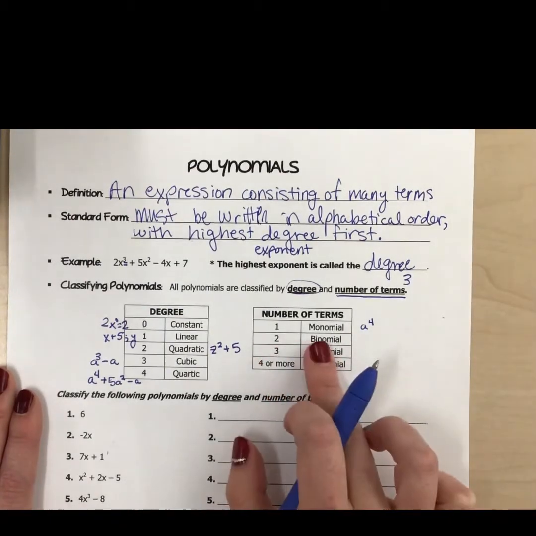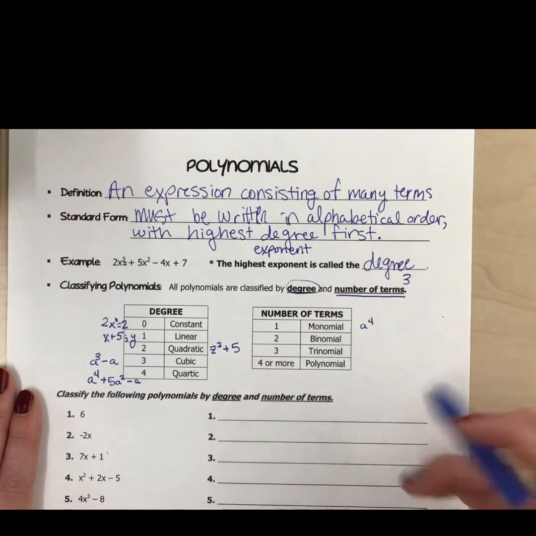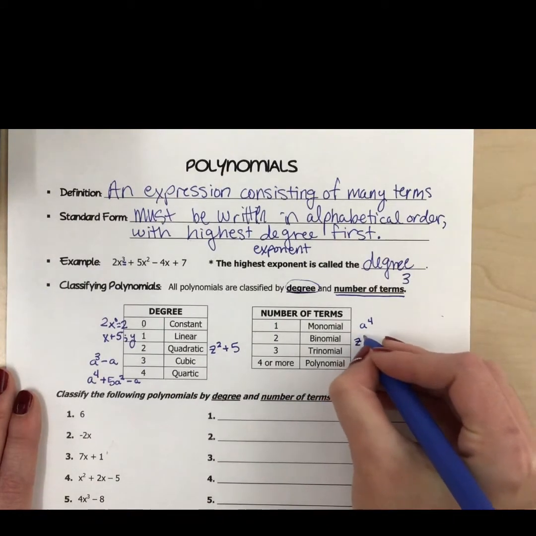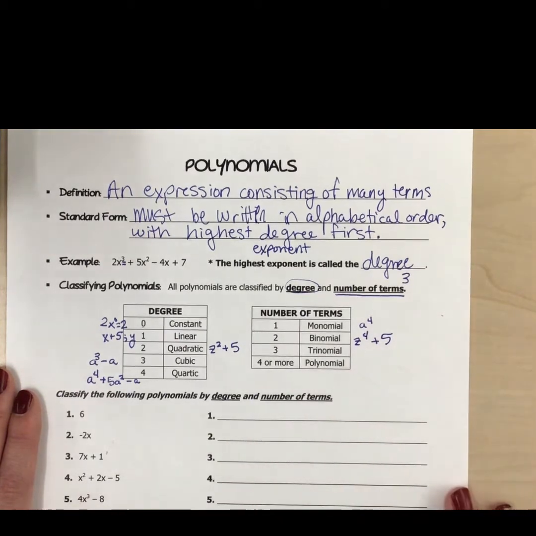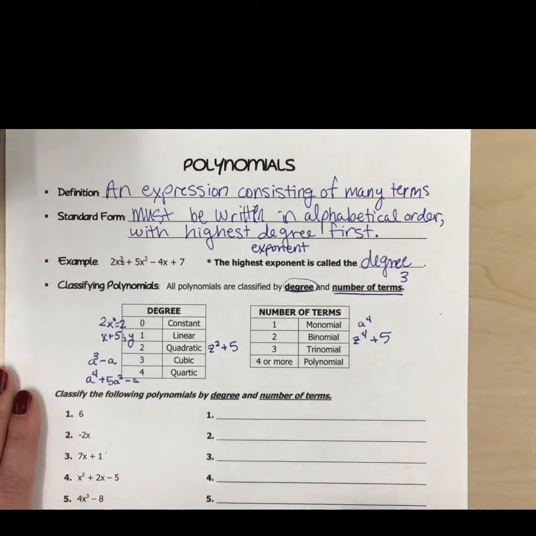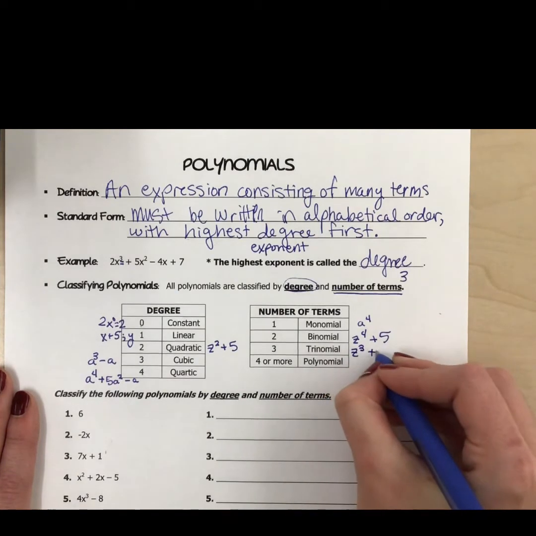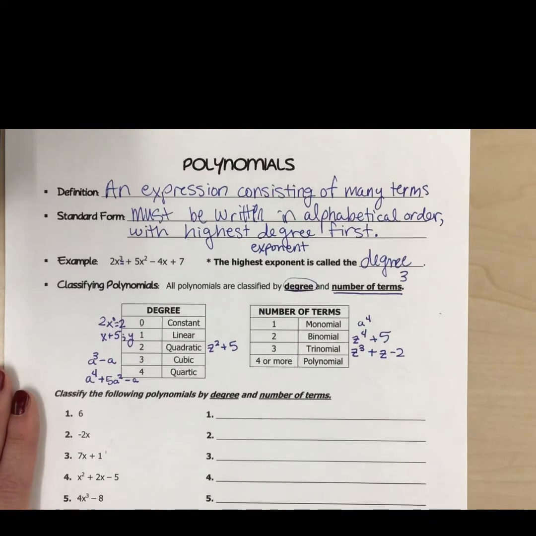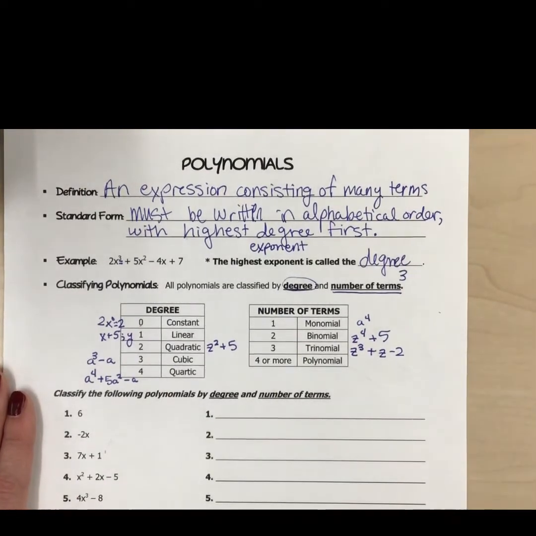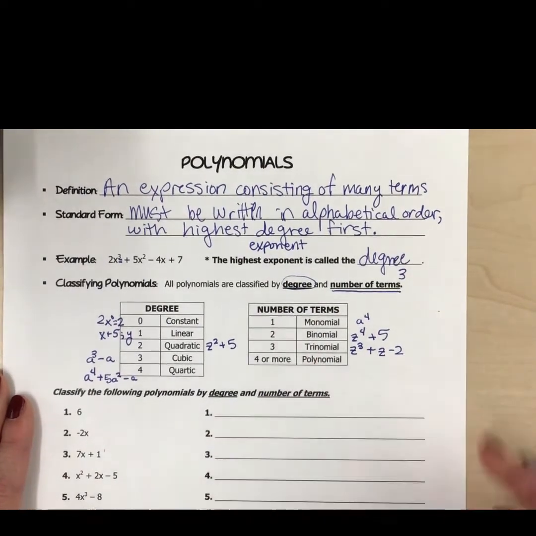A binomial is when we have 2 things. So like this z squared plus 5. That's a binomial. I could have z to the fourth, or quartic, with just two things. That's a binomial. A trinomial would be three things. It could be z cubed plus z minus 2. As long as it has three different things that we can't combine, that would be called a trinomial.